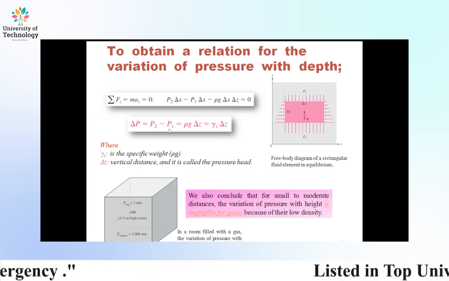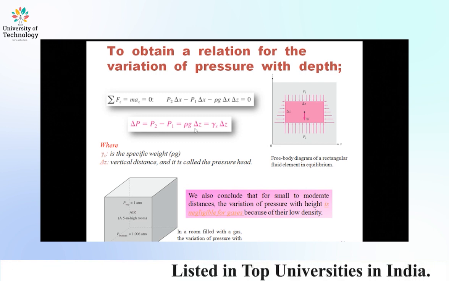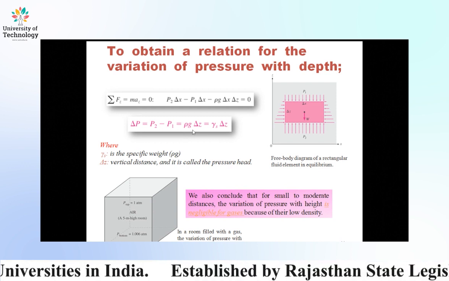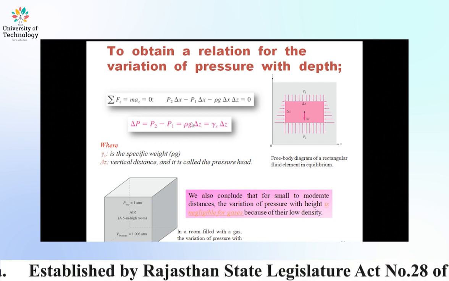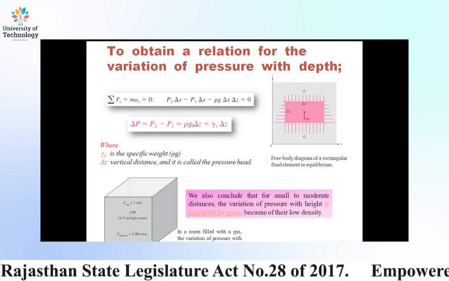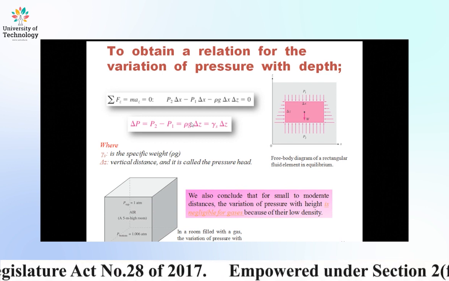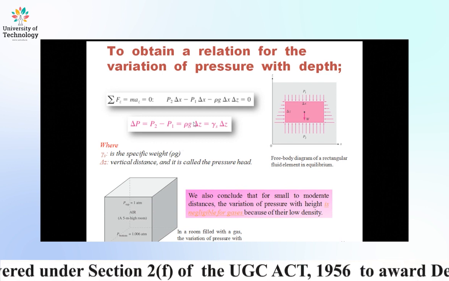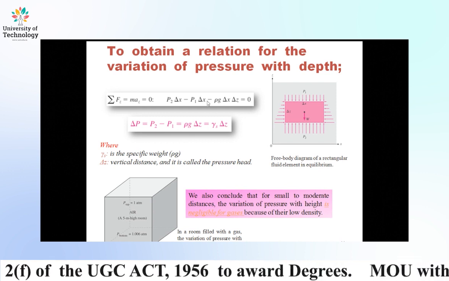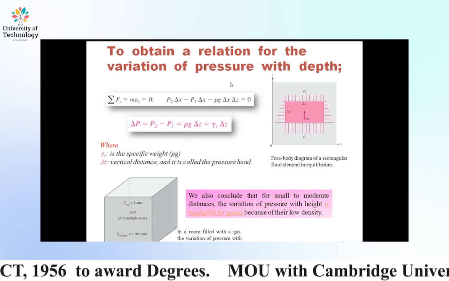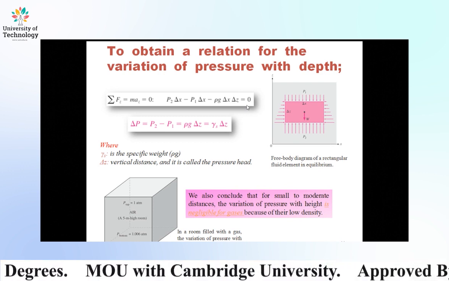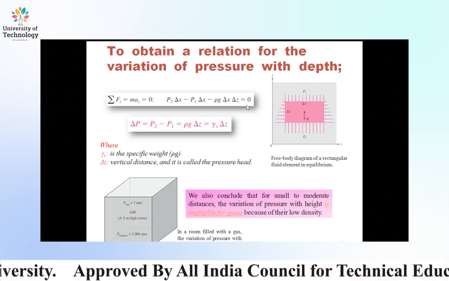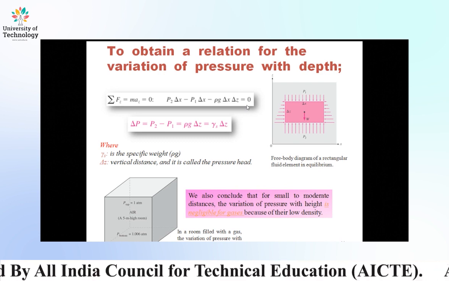Rho into g is the specific weight. What is specific weight? Weight per unit volume. Weight equals mg upon volume, and m upon V equals rho. So rho g is the specific weight. So delta P, which is P2 minus P1, is equal to rho g delta z. Gamma is the specific weight rho g, delta z is the vertical distance, and it is called the pressure head.